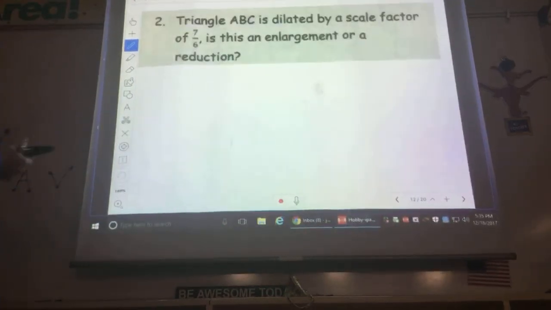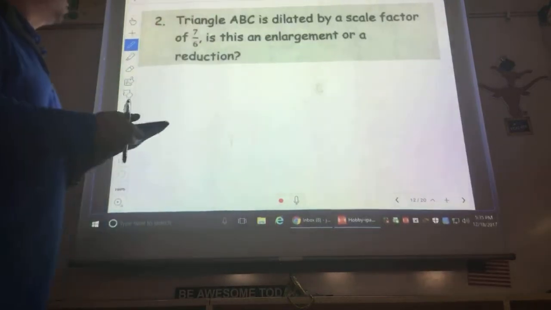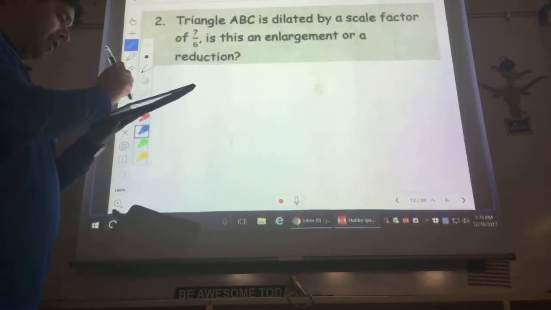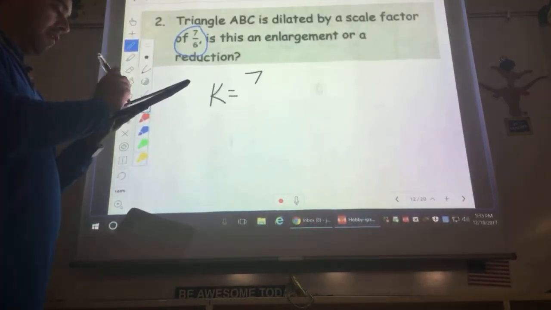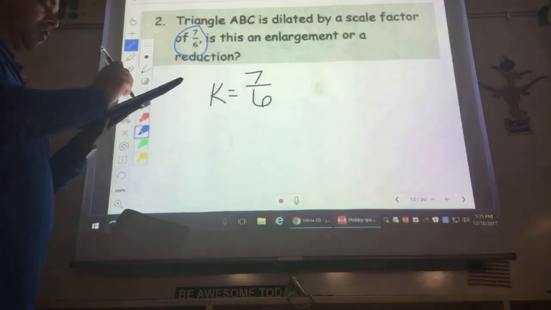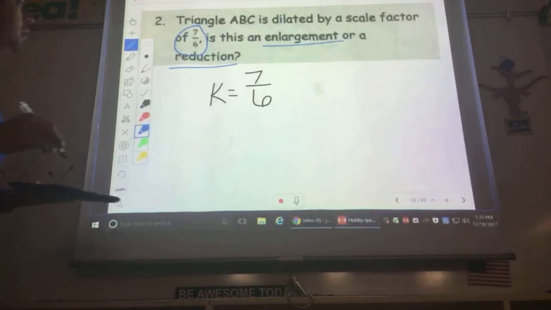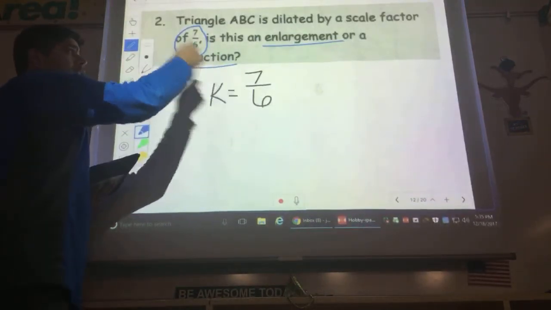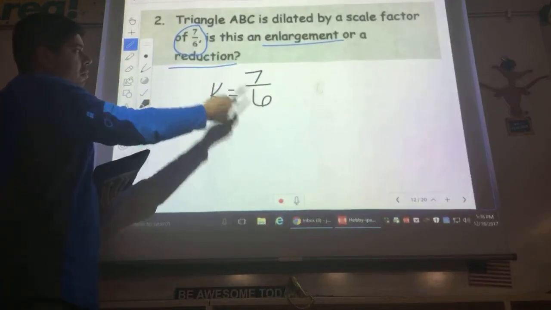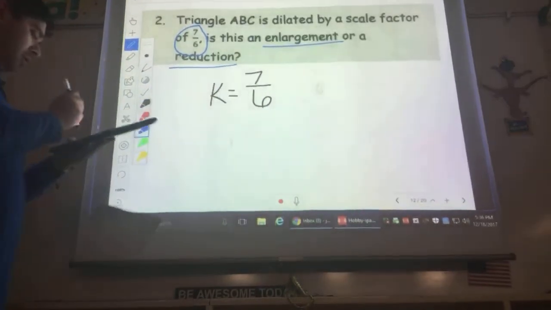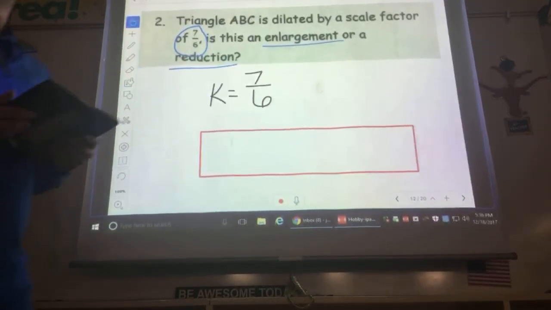Number 2. Triangle ABC is dilated by a scale factor of 7/6. Is this an enlargement or a reduction? So you just need to find the scale factor here. K equals 7/6. And what you're doing is writing down, is it an enlargement or is it a reduction? Is this scale factor bigger than 1? If it is, then it's an enlargement. Is the scale factor less than 1 but bigger than 0? If it is, then it's a reduction. All right, so that's what we got there. Number 2, these are going to be very similar to each other like what was homework 15.